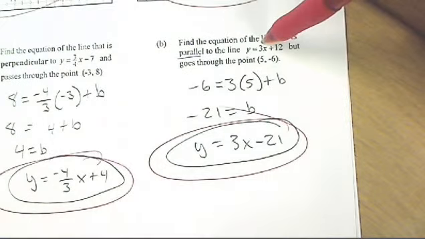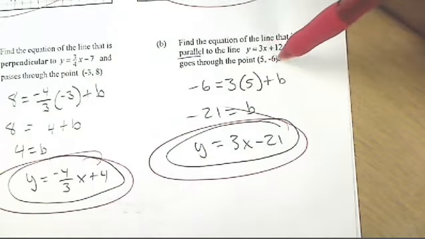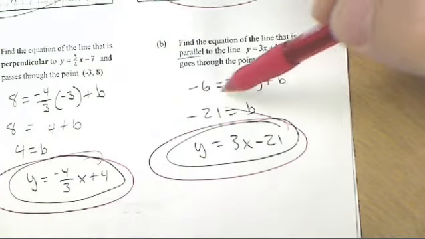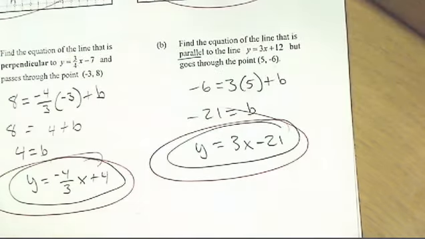Slopes on parallel lines are the same. So I wrote my slope, plugged in the x and the y. This is 15. Subtract 15 from both sides, and you get negative 21. And that's how I got that guy.